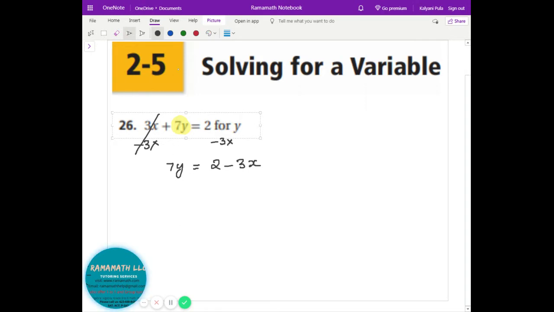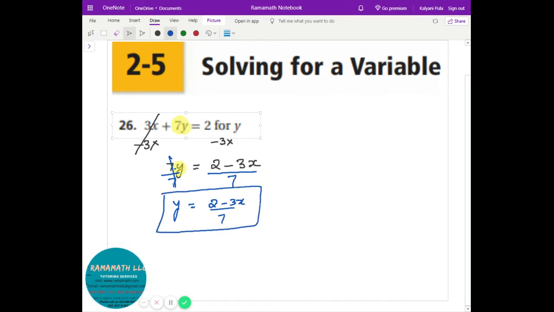And then since we are solving for y, definitely I don't want to have 7 next to it. 7 is a multiplication, so its opposite is divide. Let's divide by 7 on both sides. So you end up with y equals (2 minus 3x) over 7. So we got the y alone, which means we have the answer.